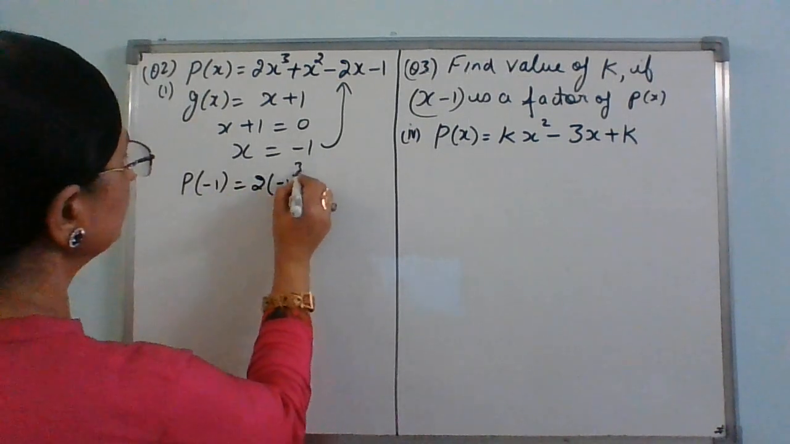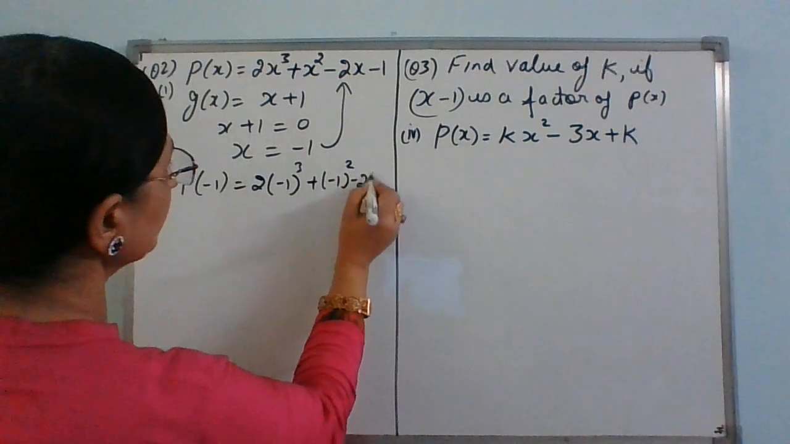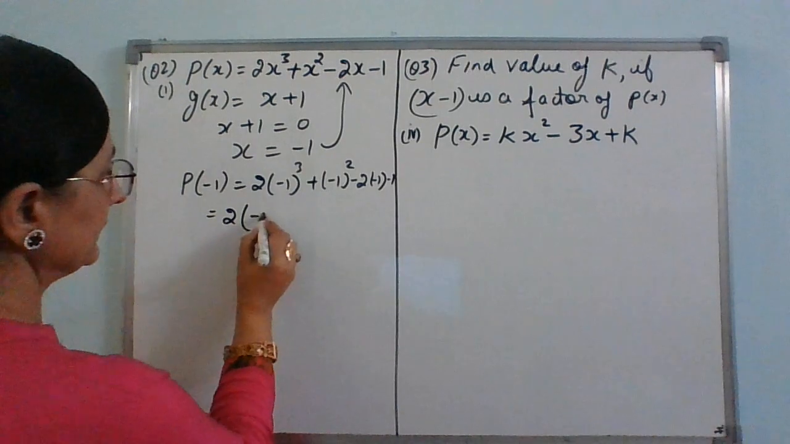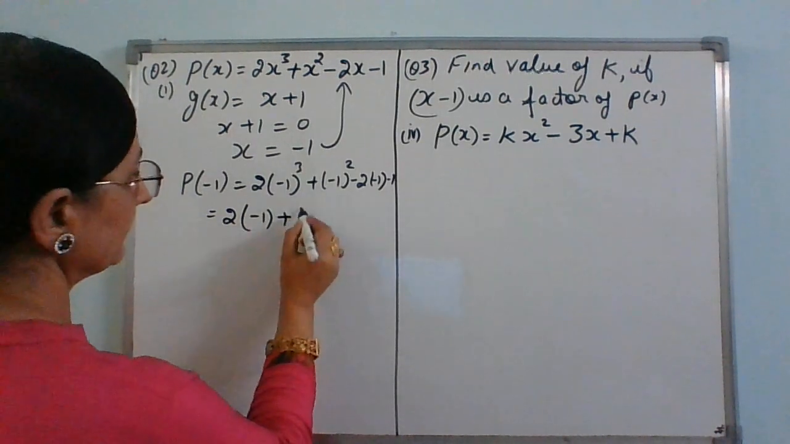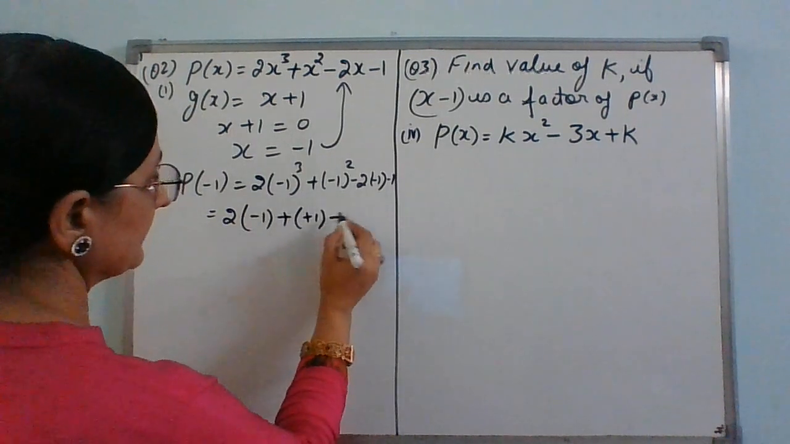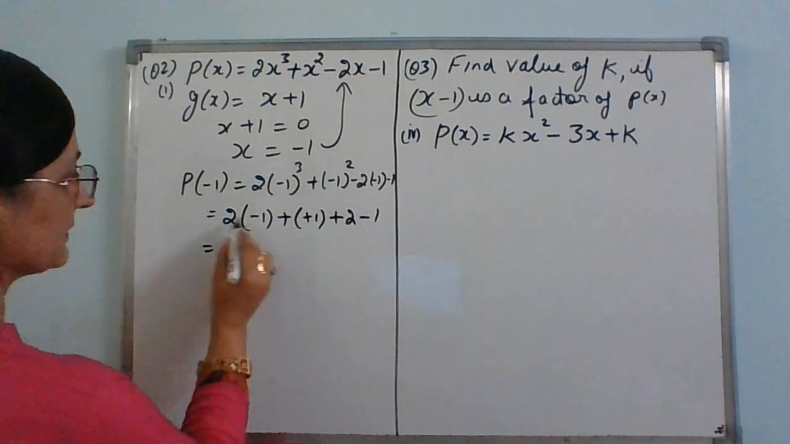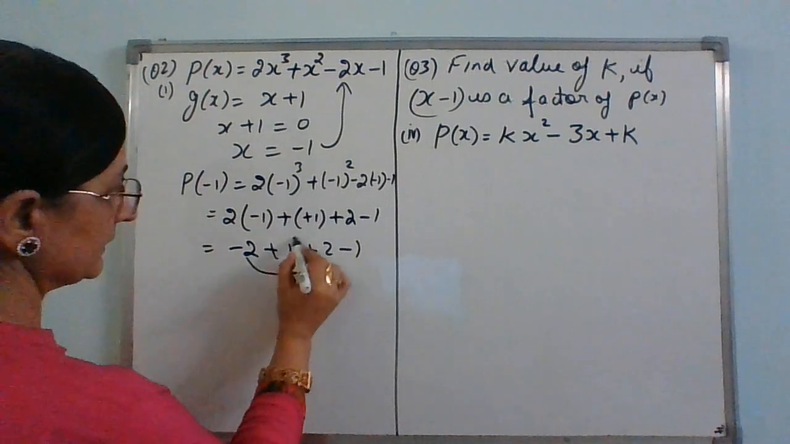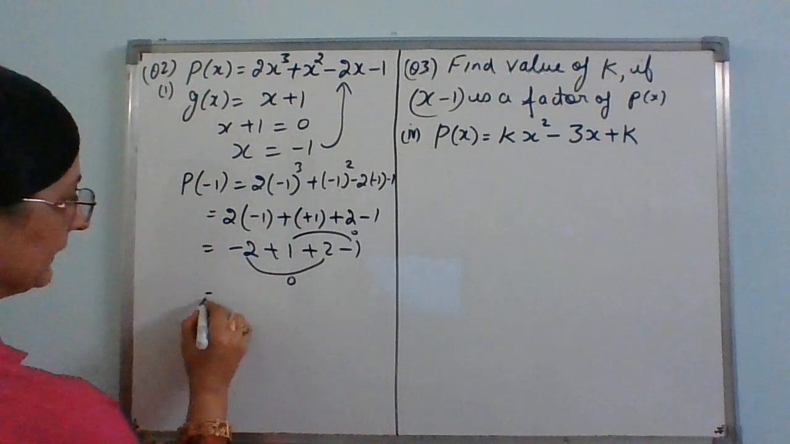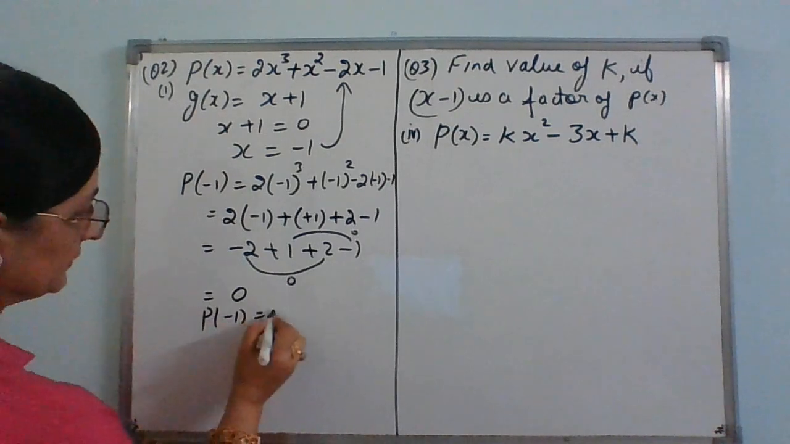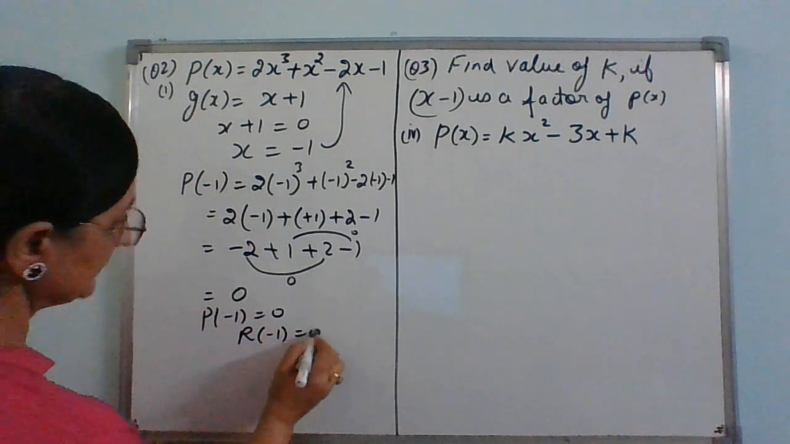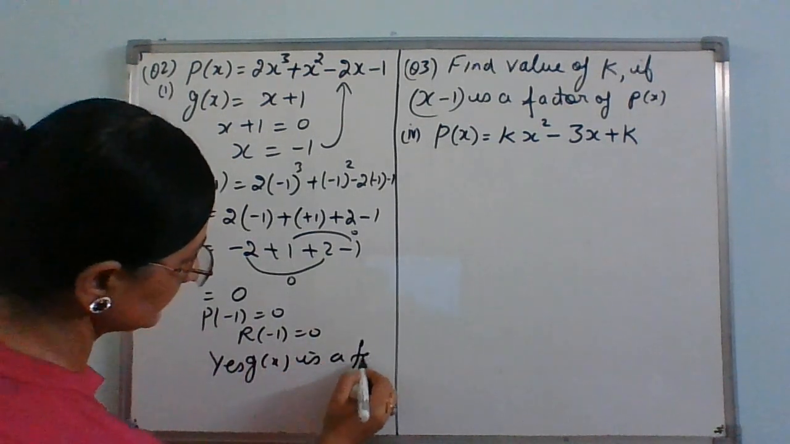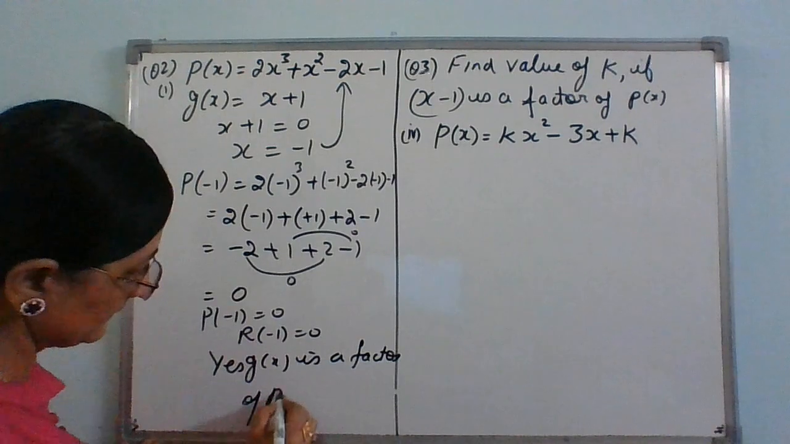Let us substitute here, -1, 2 into -1 and -1. An odd power remains minus, an even power gives +1, minus times minus is plus, and here it's this. It comes to -2, +1, +2, -1. This is 0 and this is 0. +1 -1, +2 -2, this is 0. So p(-1) equals 0, which means the remainder here is 0. So yes, g(x) is a factor of p(x).